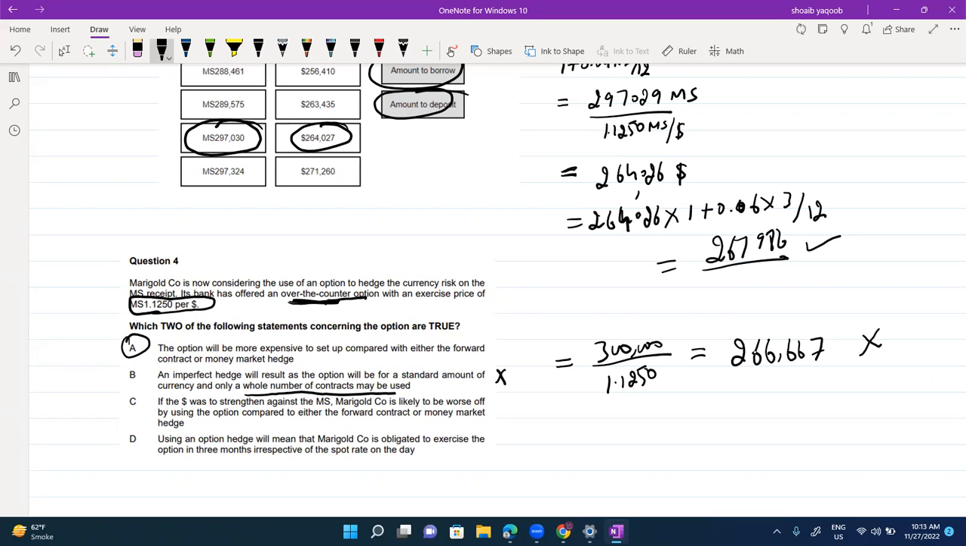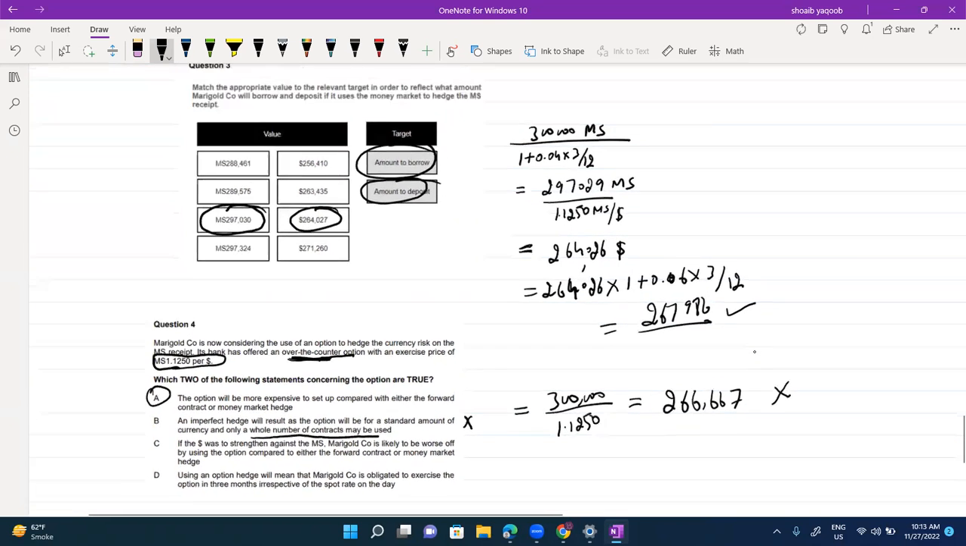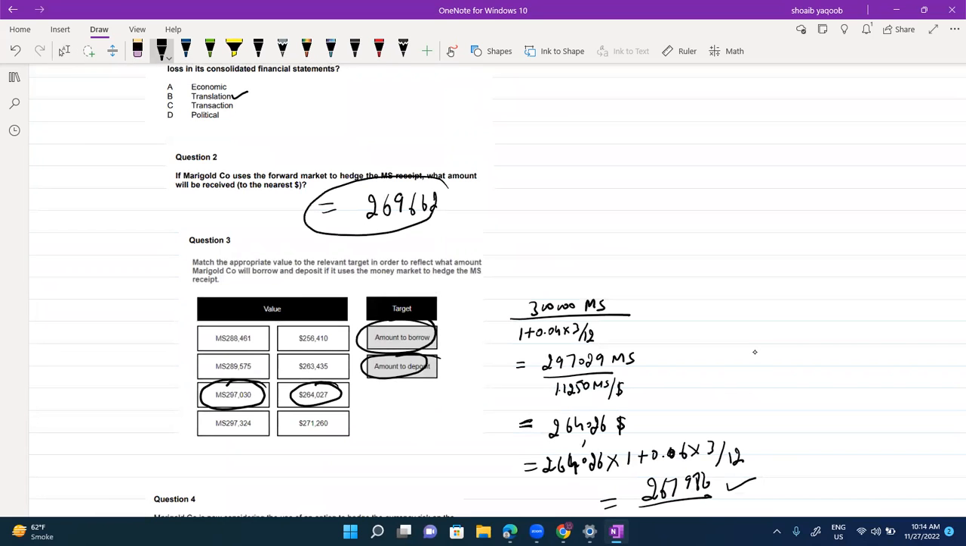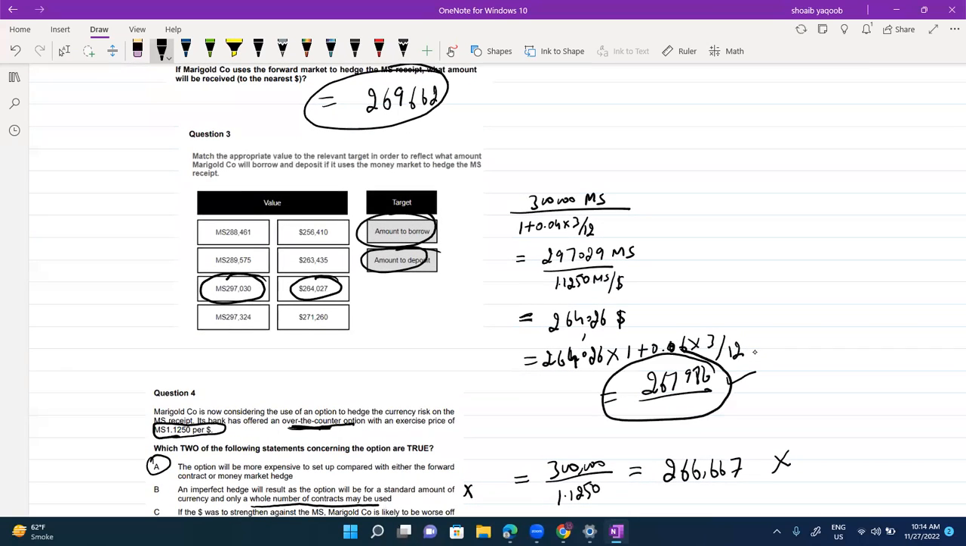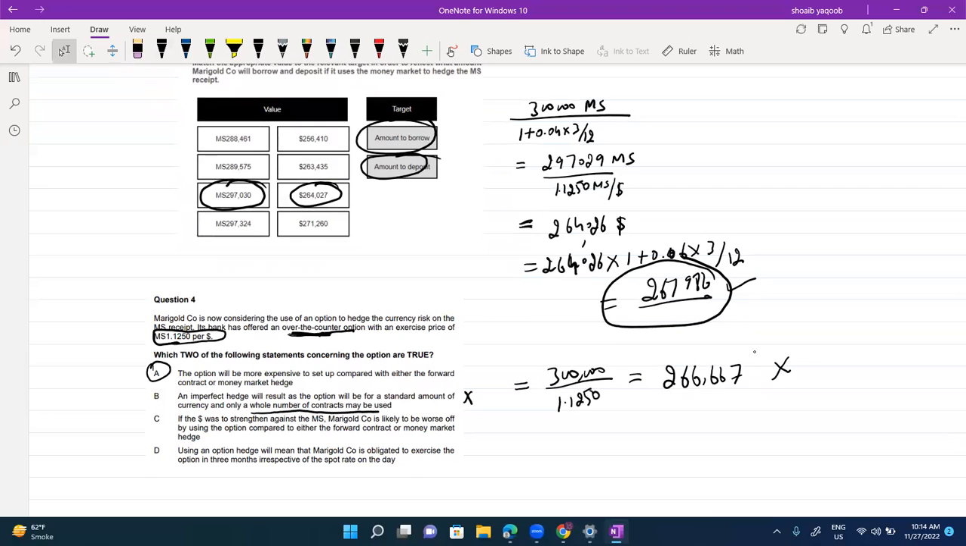Third, if the dollar was to strengthen against the MS, Marigold company is likely to be worse off by using the option compared to either the forward contract or the money market. How is the option expensive? Dekho, you are getting in forward 269,000. Receipt ka case hai. But you are getting in money market hedge 267,000. And what you are getting in the option, सबसे कम किस में मिल रहा है? तो ऑप्शन आपको महंगा ही पड़ेगा ना.